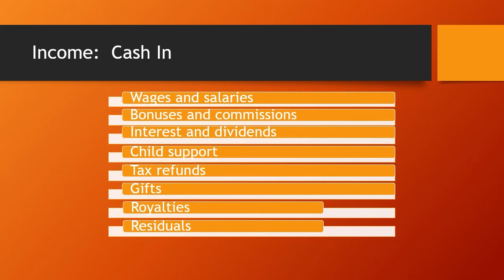So what sources of income can we have? Well, think about all the ways you can make money. Well, that's your income, right? So you can make money from wages, salaries, bonuses and commissions, interest and dividends, child support, tax refunds, gifts, royalties, residuals, rent, dividends. Okay, so these are all different ways we could make money. We might be able to think of a few more, but the list doesn't go on forever, right? This is a pretty good list. It lists most of the things that are going to give us money. So it's just sources of cash. So if we're talking about cash flow, we mean cash coming into us. And so we're going to list that on our income statement.